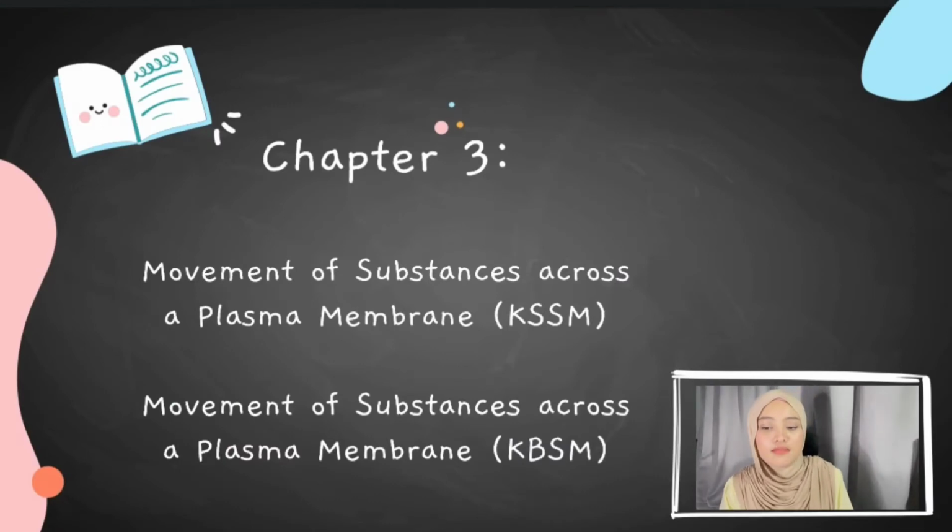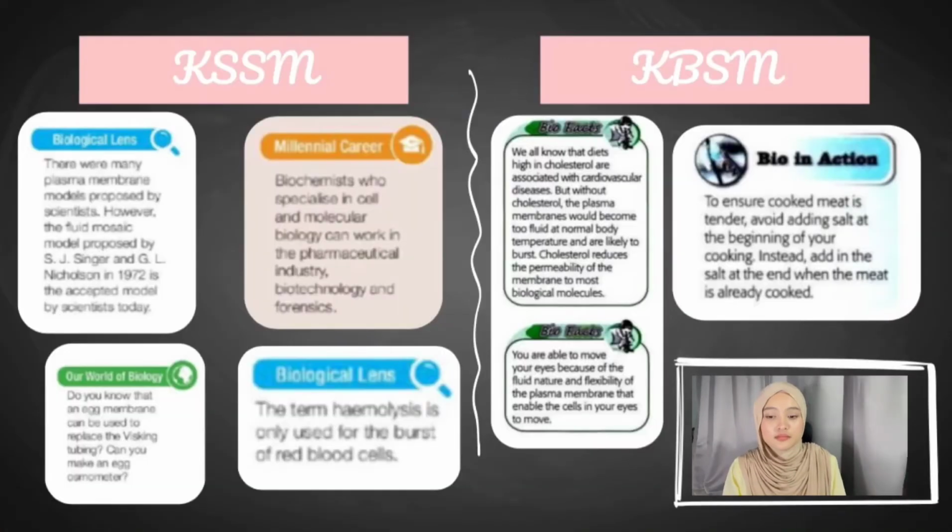As for KSSM textbook and KBSM textbook, the topic remains the same, which is movement of substances across a plasma membrane. Next, I will explain about the difference of key concept for Chapter 3 in KSSM textbook and KBSM textbook. As for KSSM textbook, it contains 4 key concepts, whereas 2 of them are Biological Lens, 1 of them is Millennial Career, and the other one is Our World of Biology.